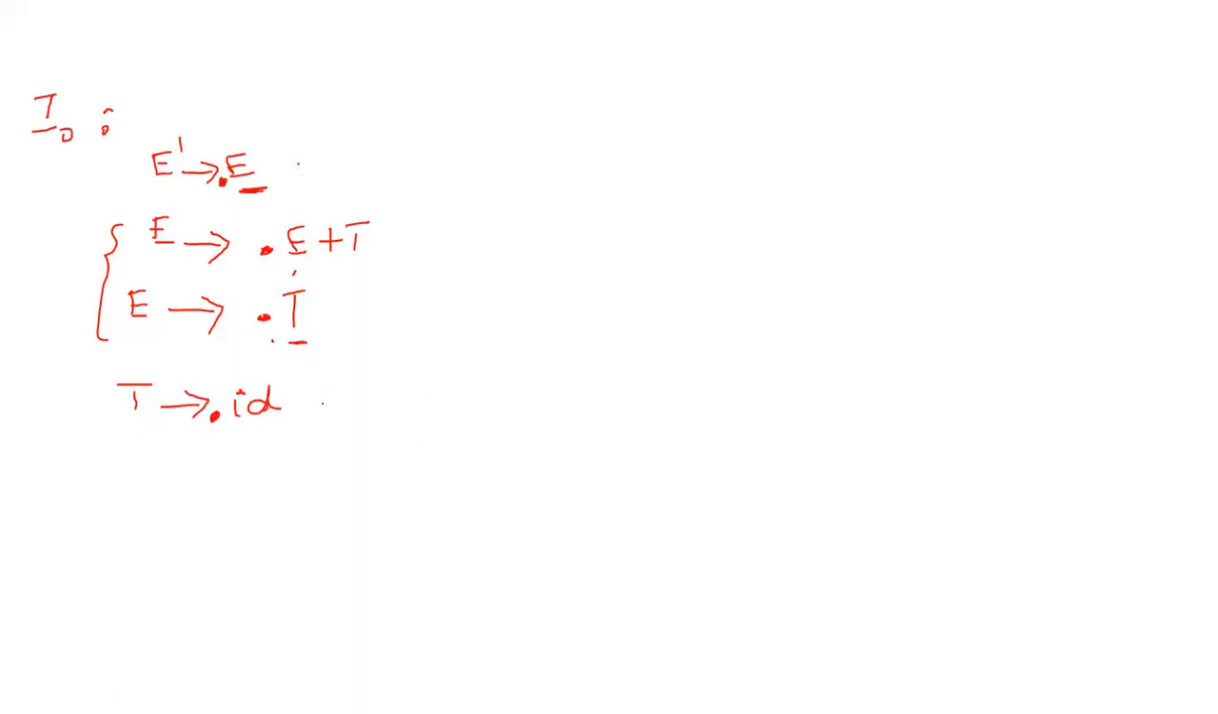Now I have created a new production, that is T implies dot ID. Now see the immediate right symbol of the dot, which is ID. ID is nothing but a terminal, so there is no need to write any more productions. You can stop here. So this set of items is I naught.